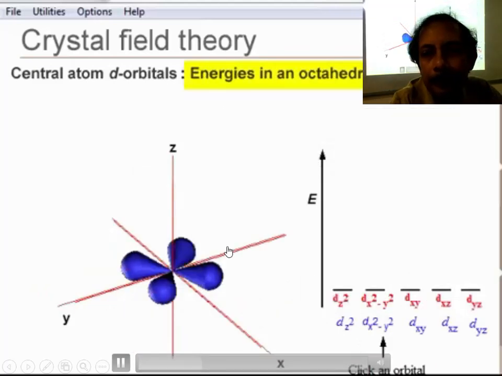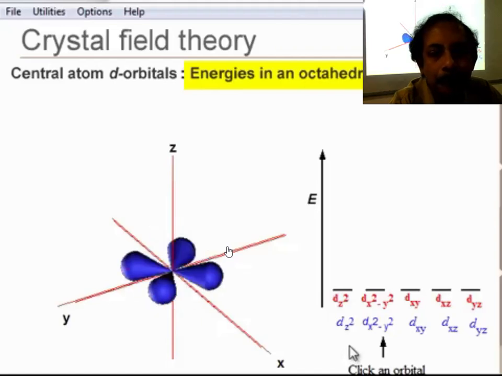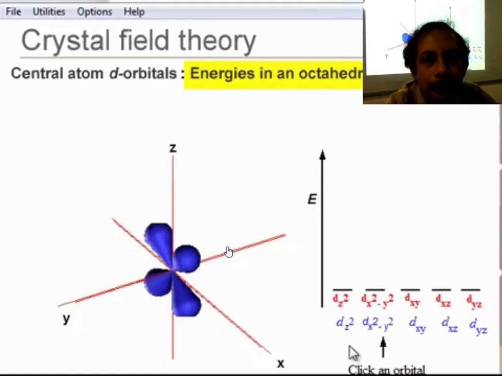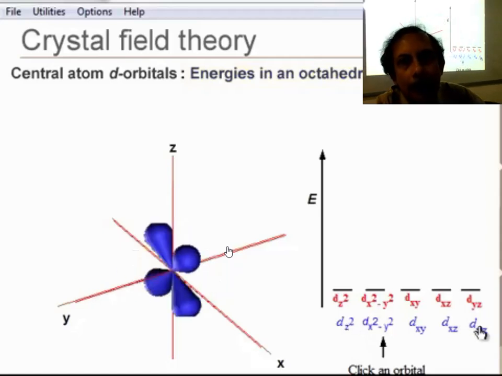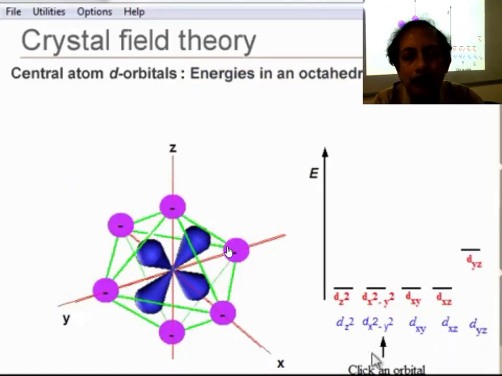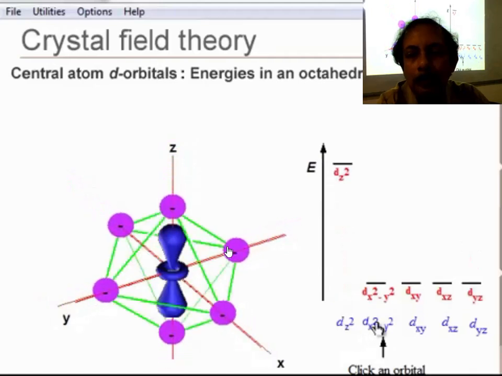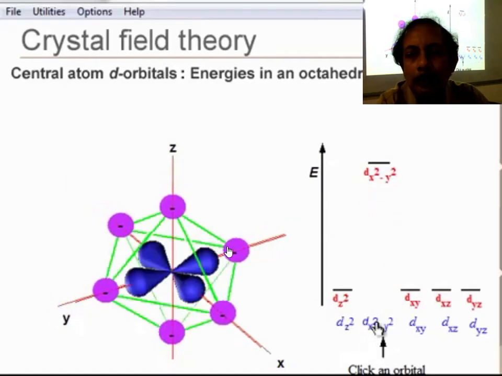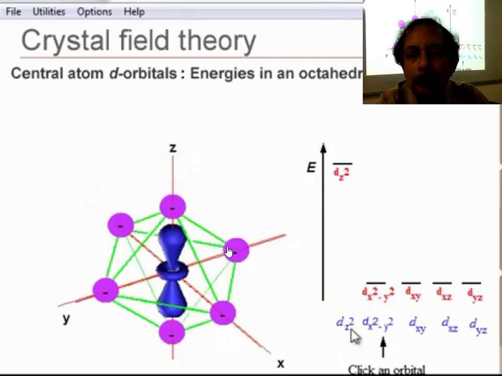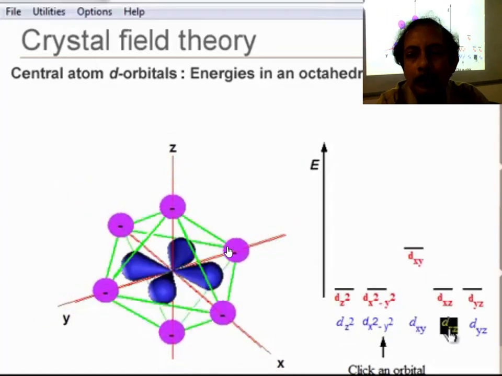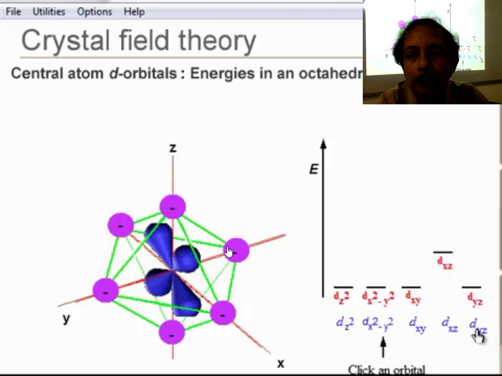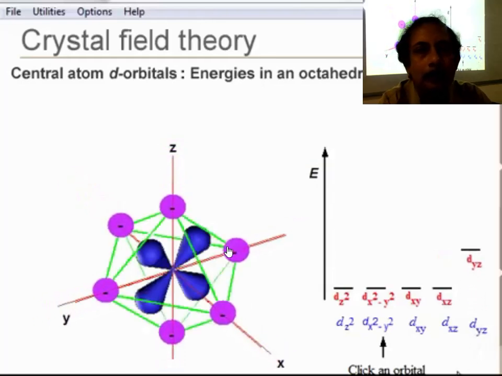In an octahedral field, 6 ligands approach, 2 along the plus and minus z-axis, 2 along the plus and minus x-axis, and 2 along the plus and minus y-axis. When a ligand encounters a lobe of the central atom's d orbitals, it raises the energy. Hence, the dz squared and dx squared minus y squared orbitals, which lie along the x, y, and z axes, are raised in energy, whereas the dxy, dyz, and dxz are out of the way of the ligands and are of lower energy.